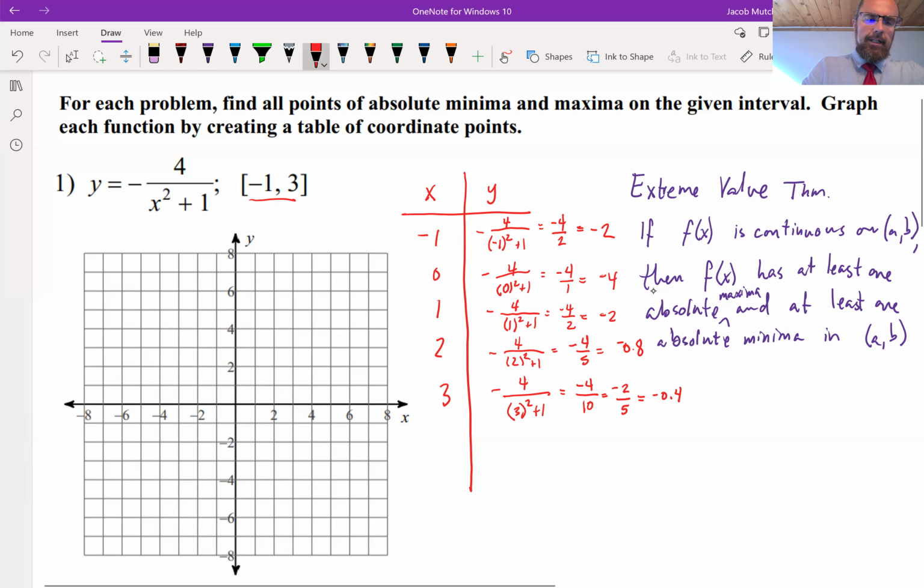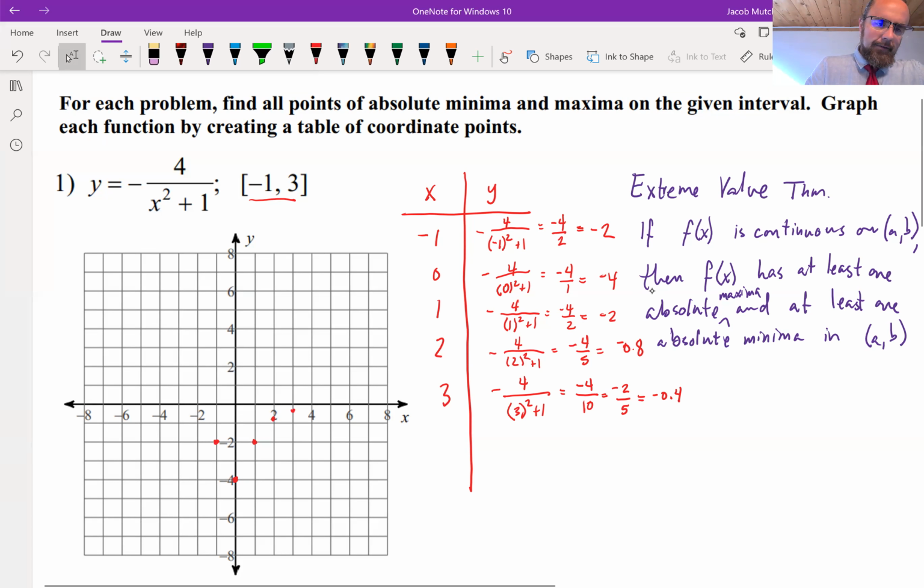So we'll just plot this one. -1, -2 is there in quadrant 3. 0, -4 is right on the y-axis between quadrants 3 and 4. 1, -2 is in quadrant 4. Everything else is going to be in quadrant 4. So 2, -0.8, and then 3, -0.4. So a little less than half.